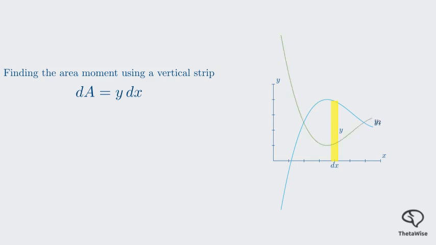If the strip is between two curves, y1 and y2, the height is y1 minus y2. So dA equals y1 minus y2 times dx. This is a crucial formula to remember. Now let's find the distance r for this strip.